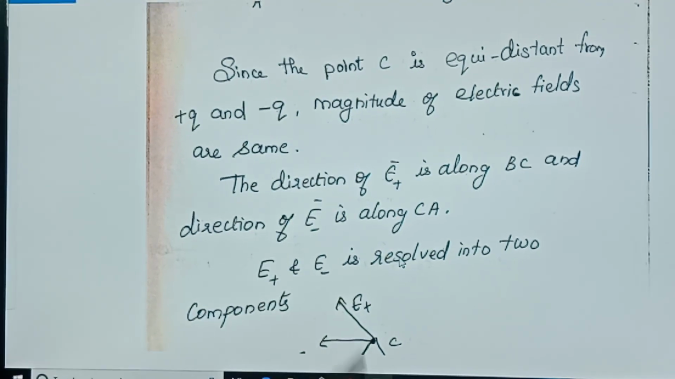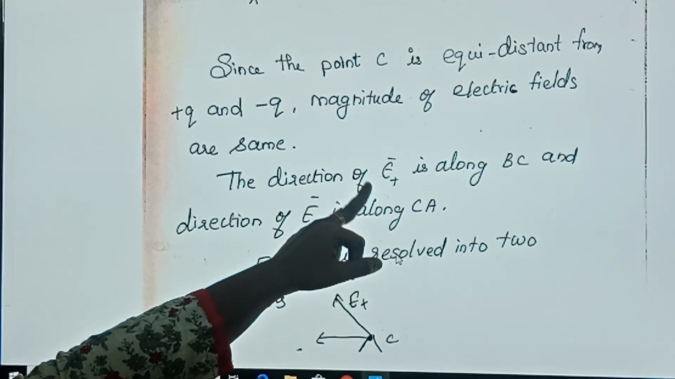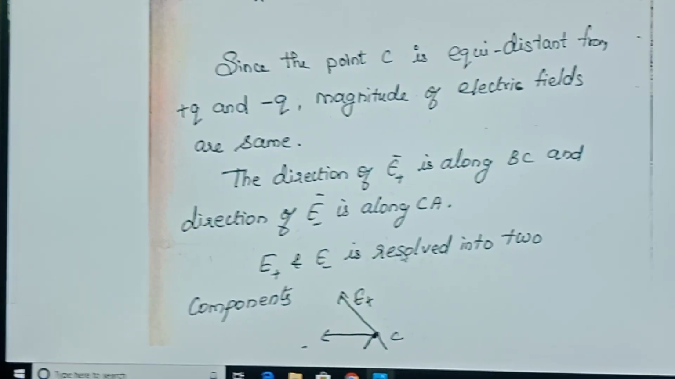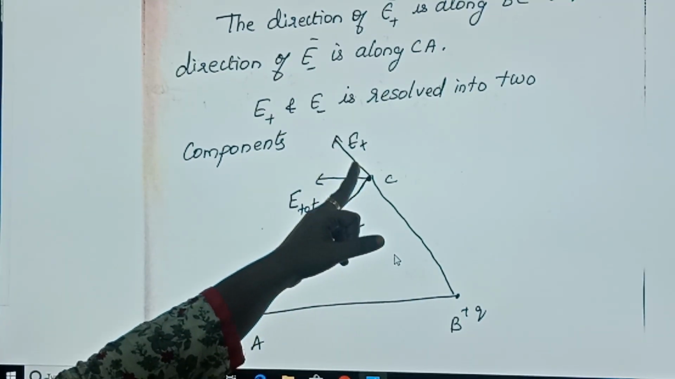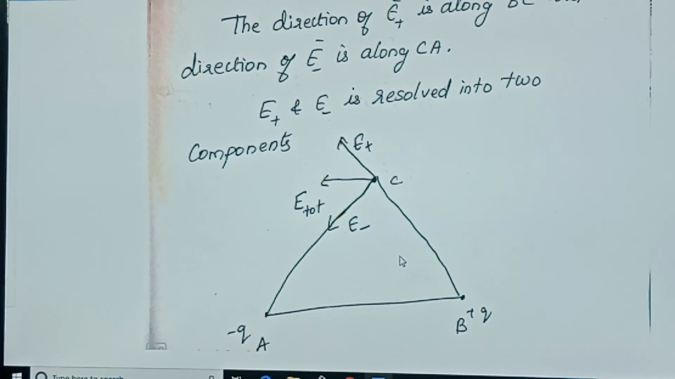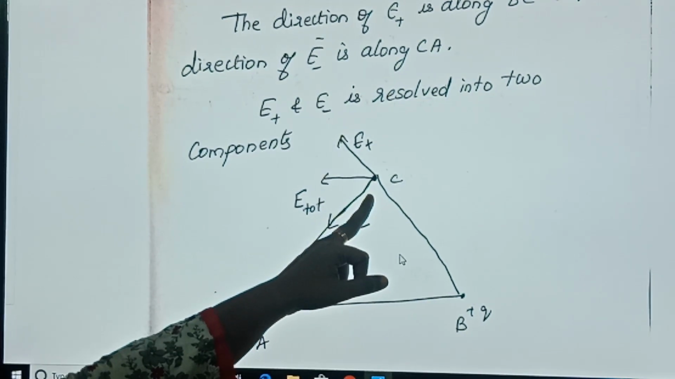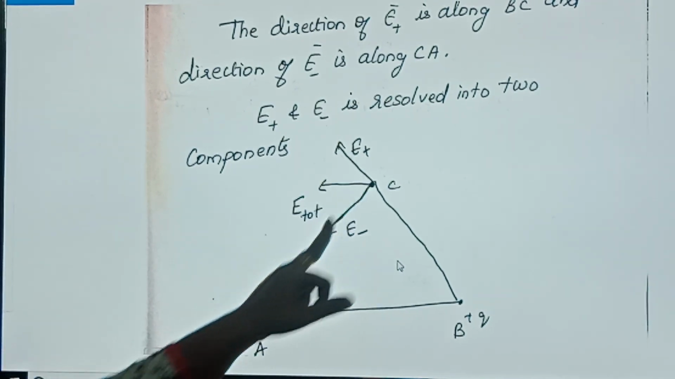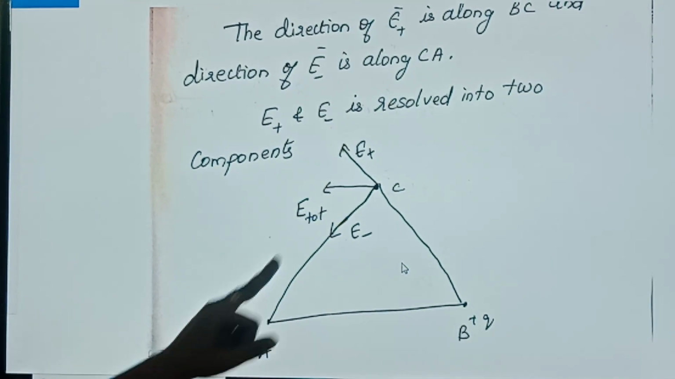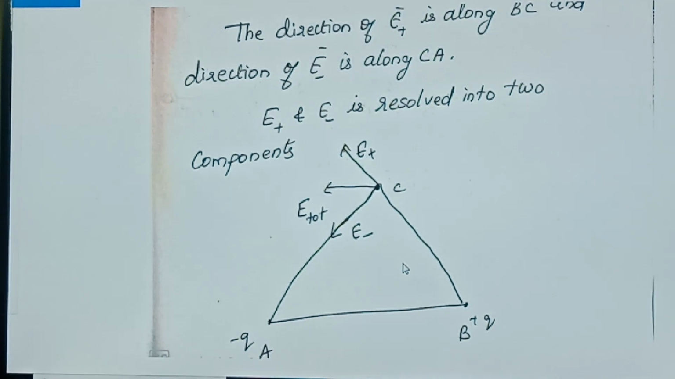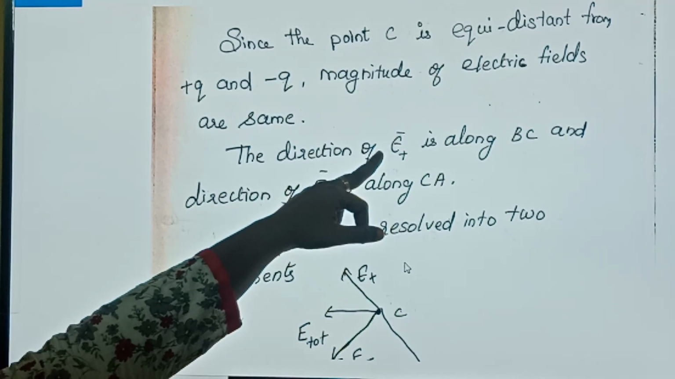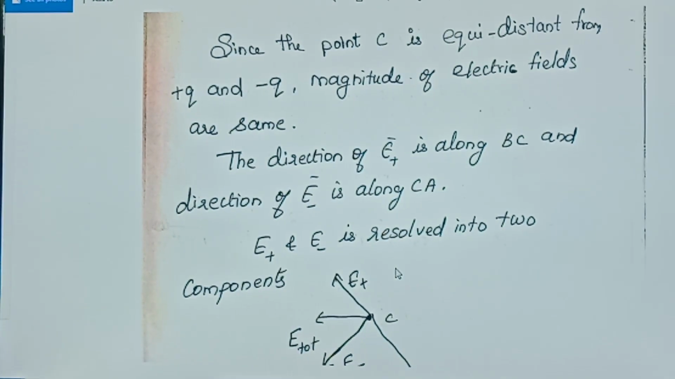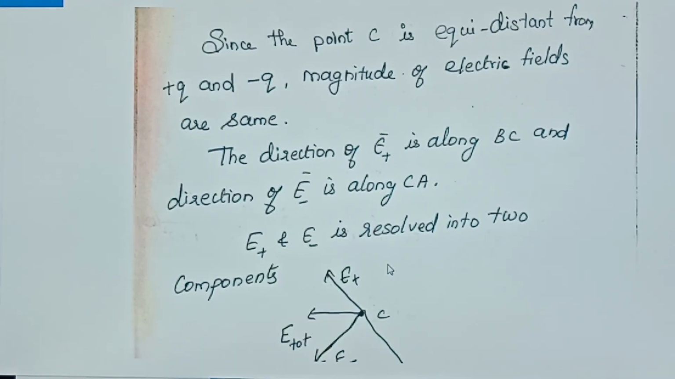When you see the direction of plus E, there is E plus, that is along BC. So this is BC. Along BC, this E plus will be lying, and along CA, this is C and this is A, along CA the E minus will be acting. So that is what is given here. The direction of E plus is along BC and the direction of E minus is along CA.